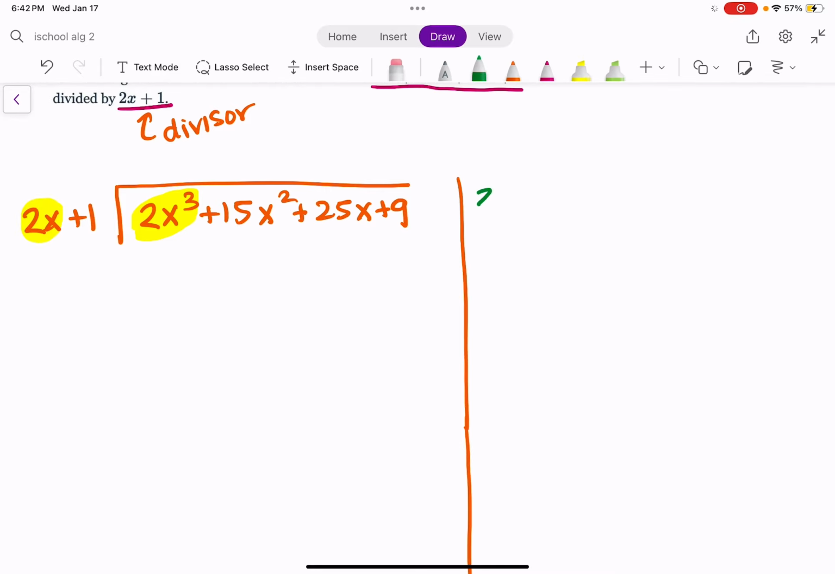Okay, so this is my first step. I'm going to do 2x to the third divided by 2x. This is going to give me x squared. Whatever I get here goes on the top. It's going to become part of my quotient.